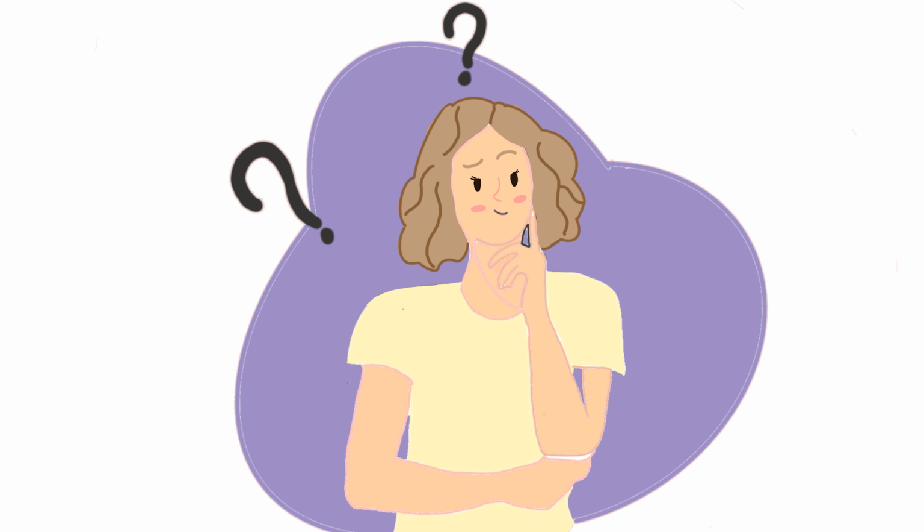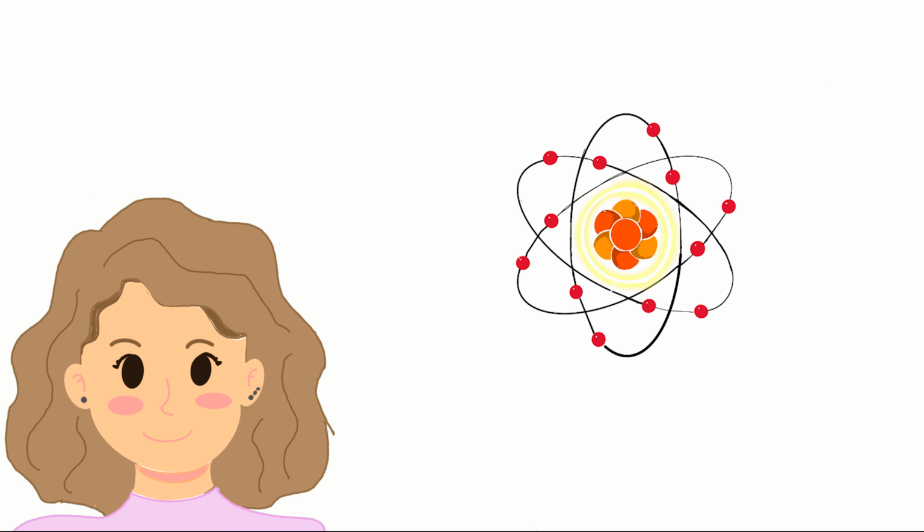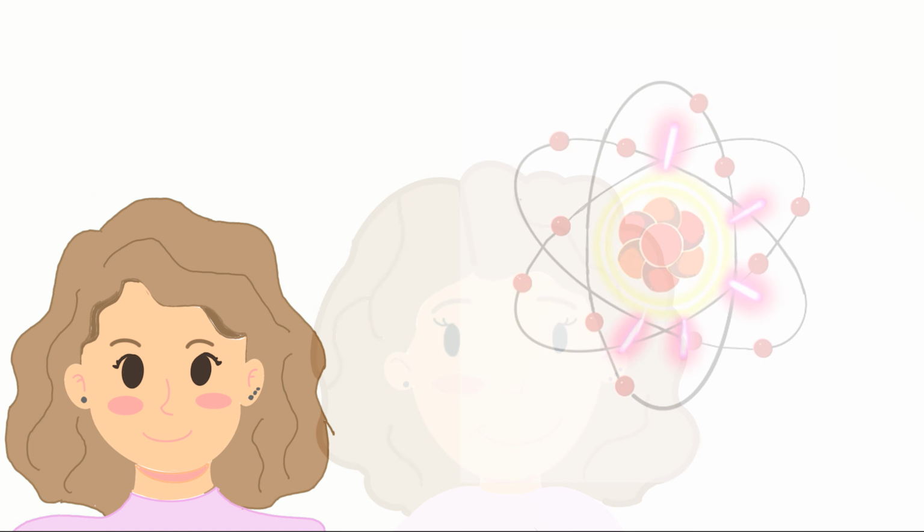Now, where are all these particles located? The electrons spin around the nucleus of the atom in orbits or shells. The nucleus, which is at the center of the atom, contains protons and neutrons.